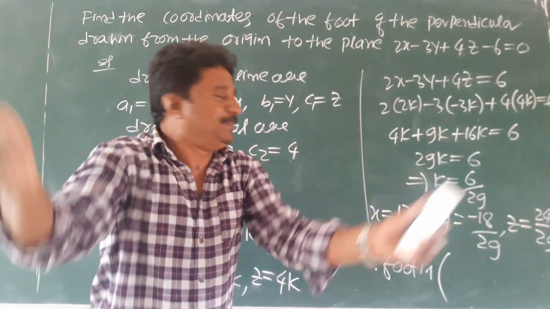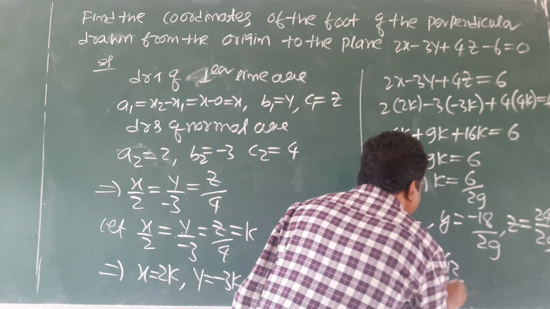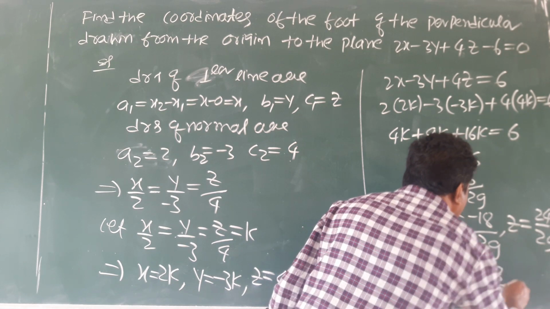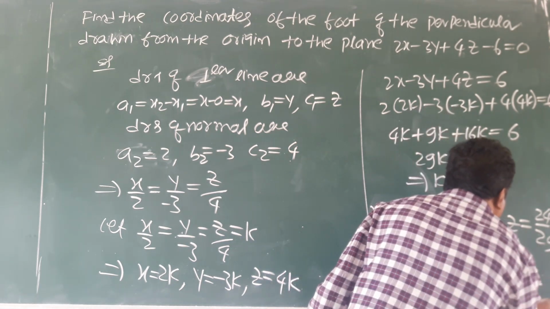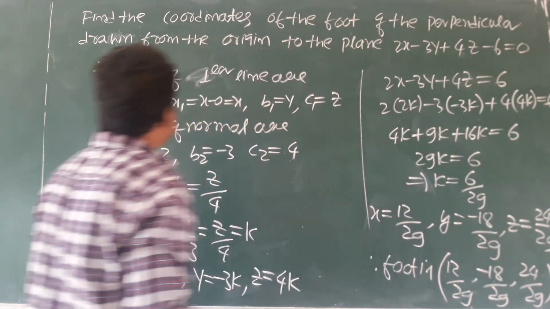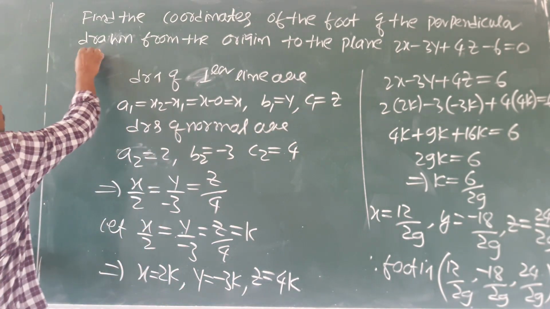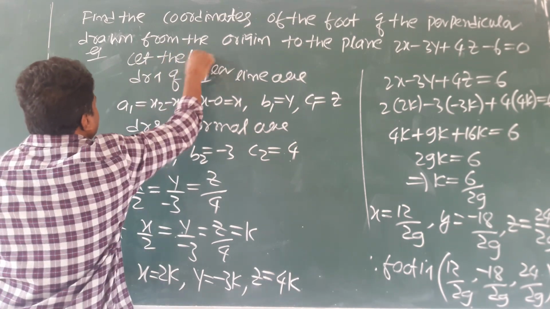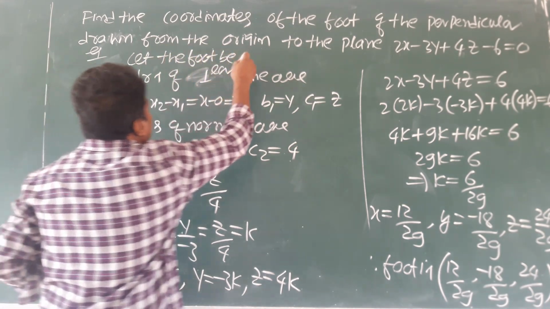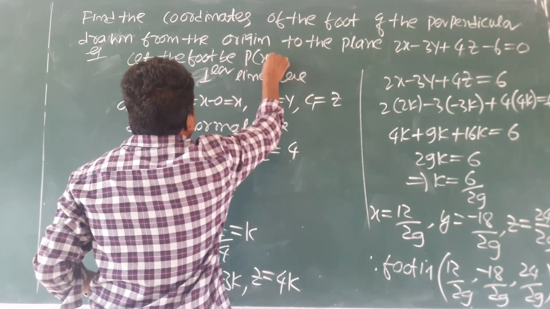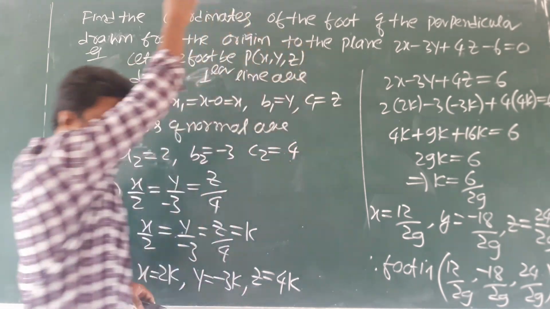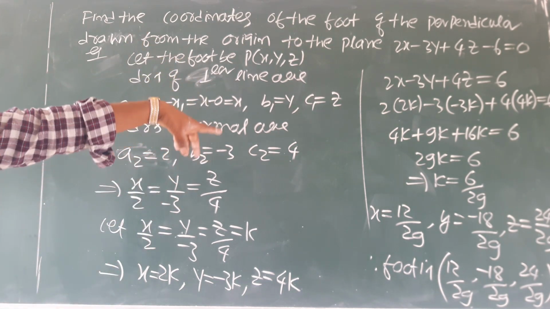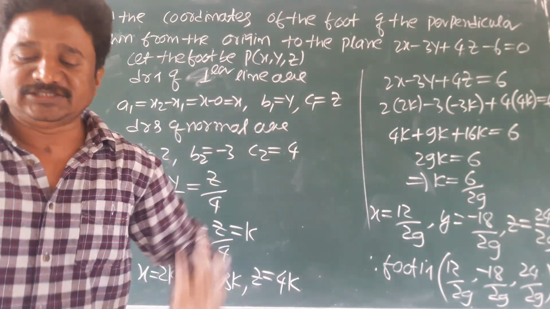Ordered triplets. 12 by 29, minus 18 by 29, 24 by 29. This is the foot. You do one thing, students: in the solution, to start with, let the foot be P(x, y, z). You take that foot as P(x, y, z) and solve. So this carries 3 marks. It is a 3 mark question, students.